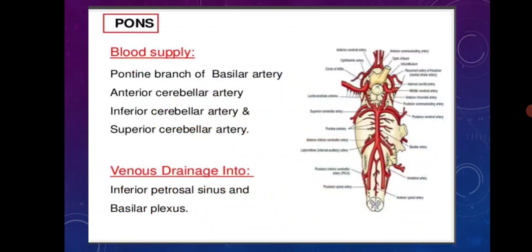Now we'll move towards the blood supply of the pons. Basically it gets blood supply from the pontine branches of the basilar artery, which is lodged in the basilar groove. These are the pontine branches. Then this is the anteroinferior cerebellar artery, and this is the superior cerebellar artery. They supply the pons. Venous drainage is into the inferior petrosal sinus and basilar plexus.